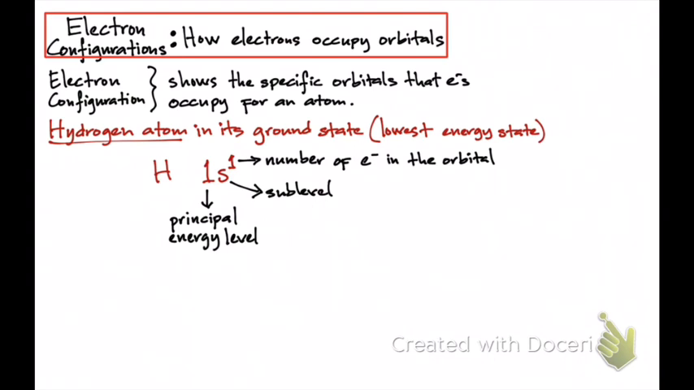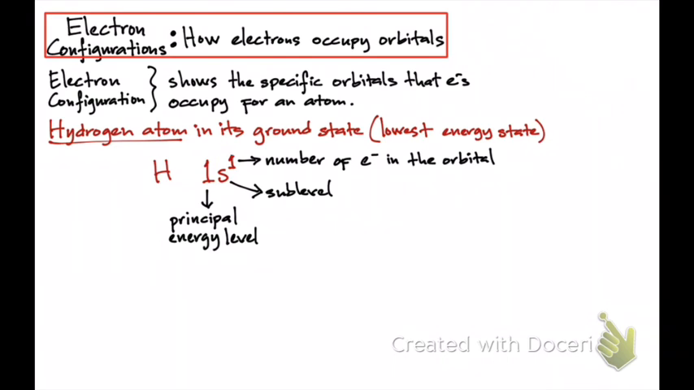And you always have to remember that an electron configuration always begins with a 1s, because 1 is the first energy level. Electrons reside in the first energy level, which is the lowest energy level.